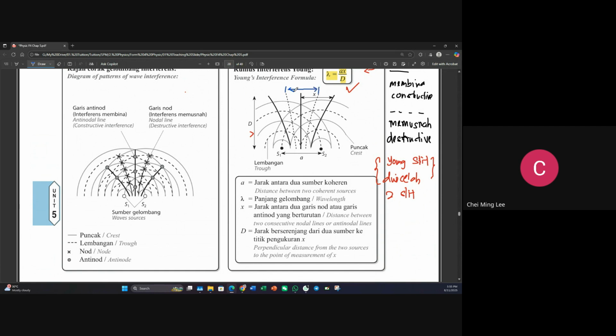This one is also considered as X. And D is the perpendicular distance from the two sources to the point of measurement. Like this one, here is the measurement point. So in between this one to this one is D.